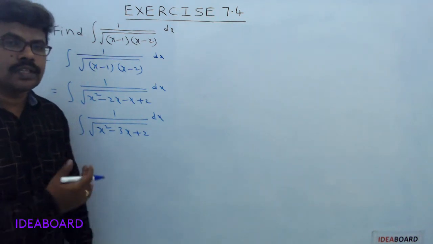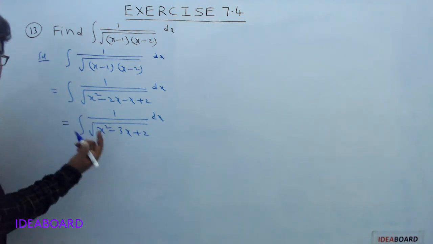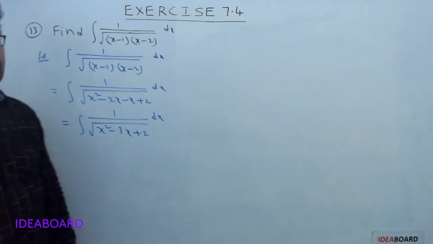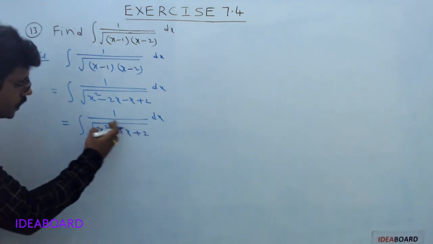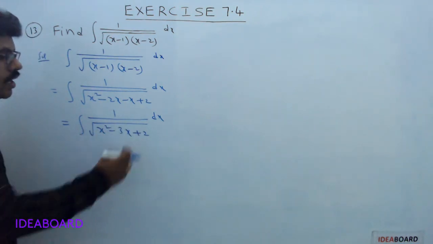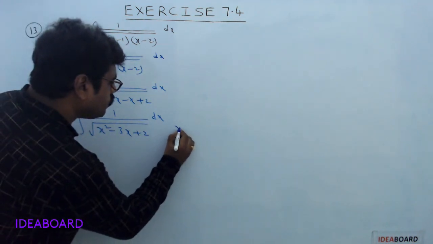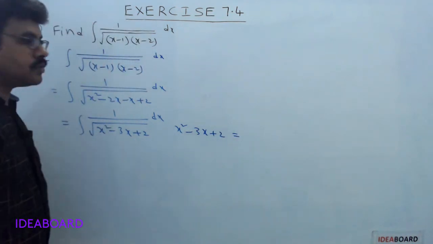So what is our procedure in this form? First make x square coefficient as a unity. Already here x square coefficient is a unity. Then what is our next step? Try to make this expression as a perfect square. Now take this expression, x square minus 3x plus 2.